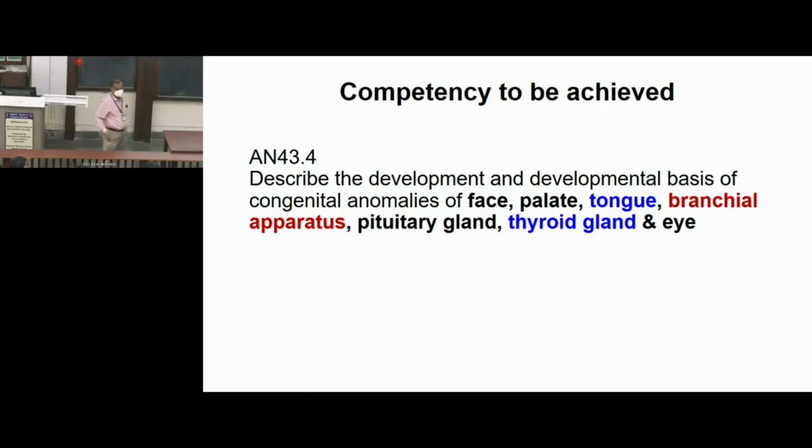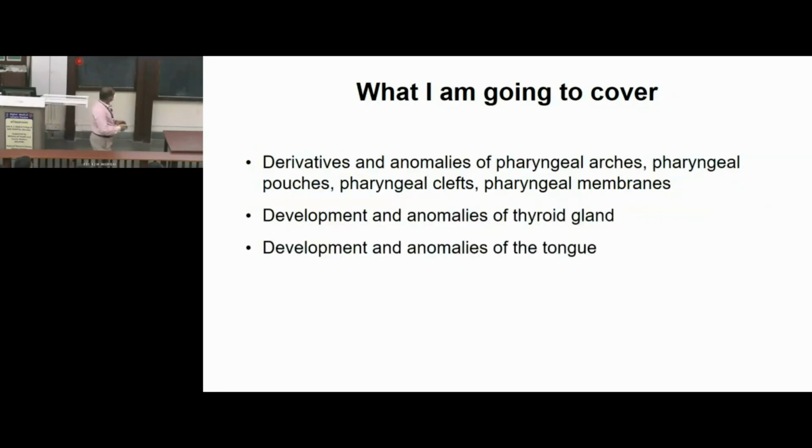Okay, and eye of course is a special sense organ, so special senses; pituitary gland is an endocrine gland. That's the explanation of the different colors of the font. So what I will be covering in this class is derivatives and anomalies of pharyngeal arches, pharyngeal pouches, pharyngeal clefts and pharyngeal membranes. These four constitute what is called the pharyngeal apparatus.